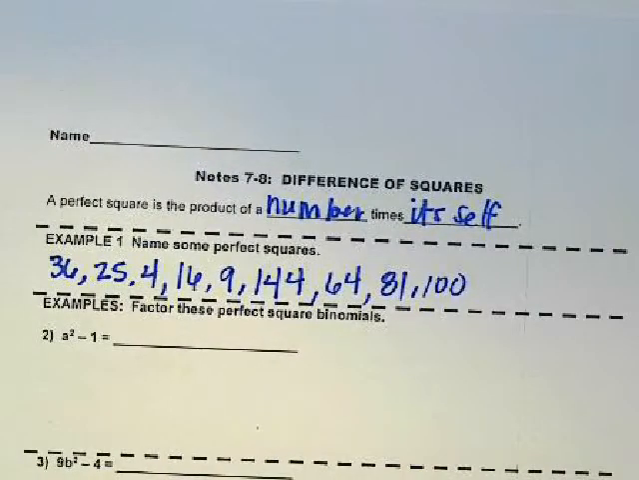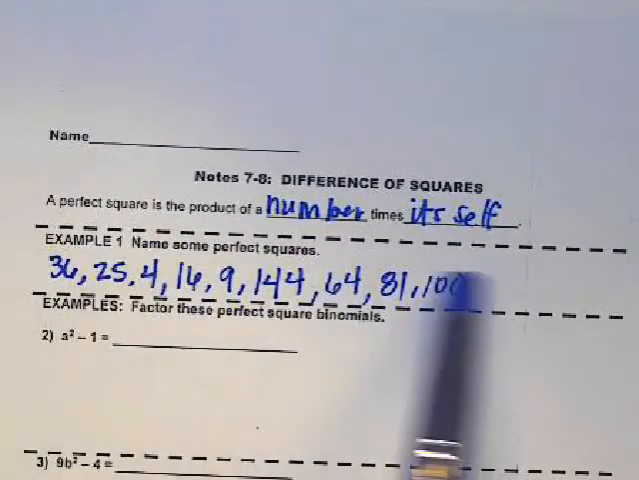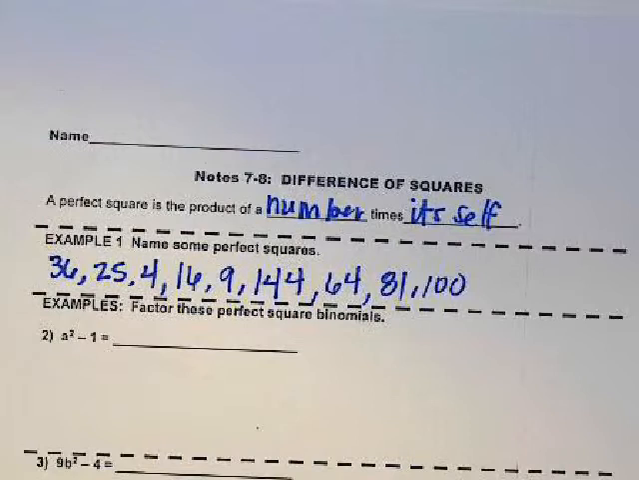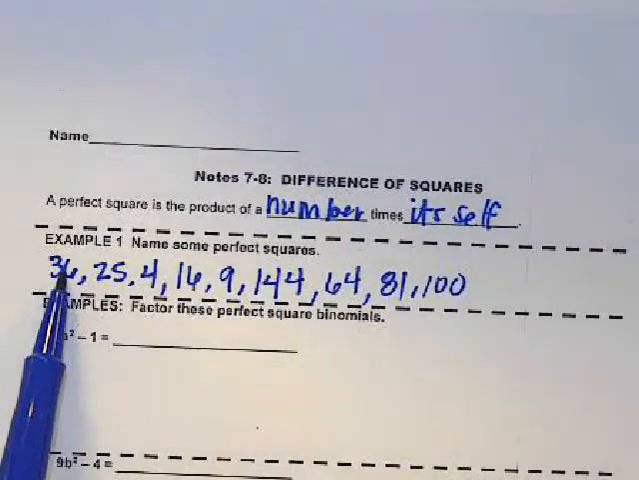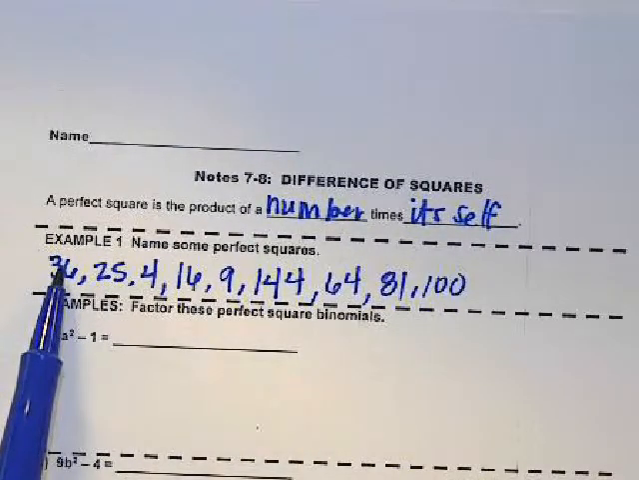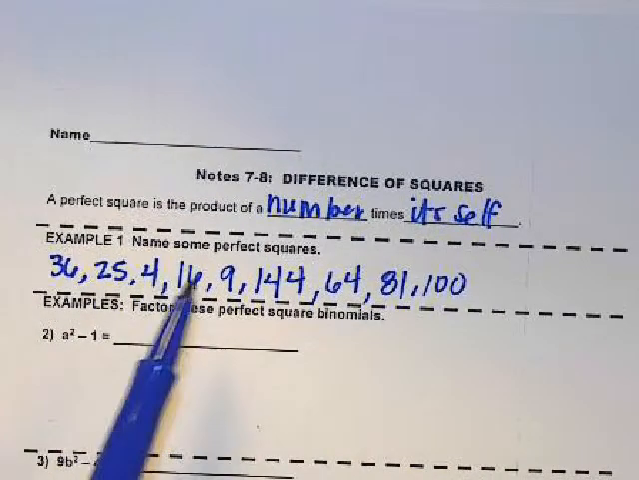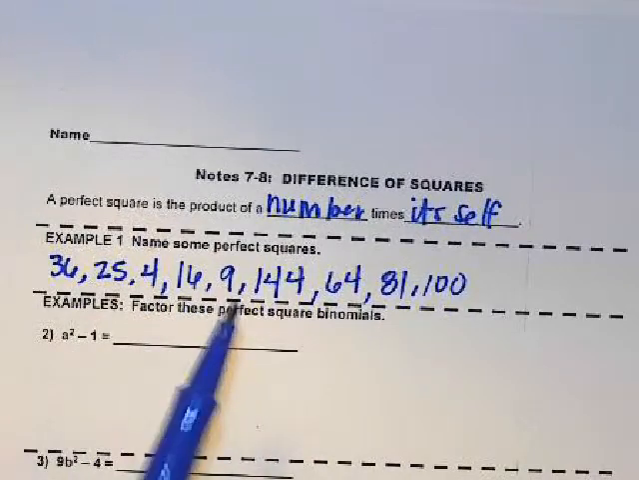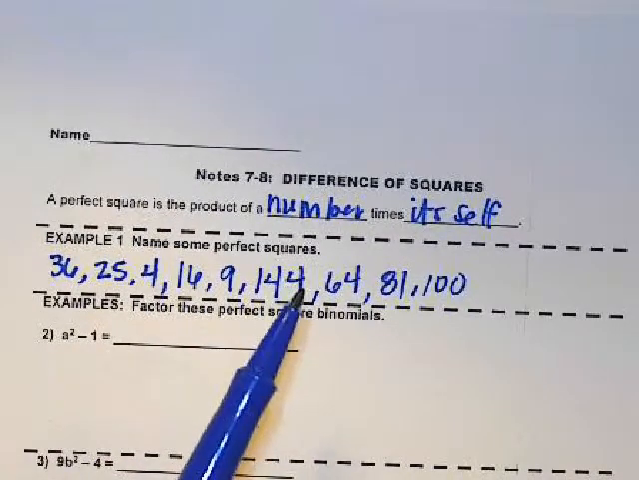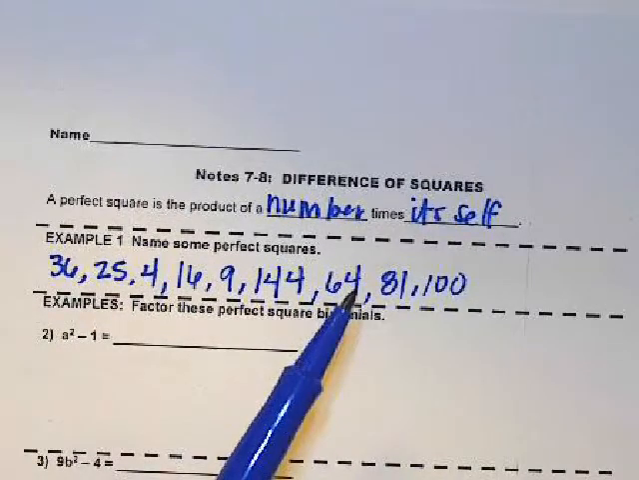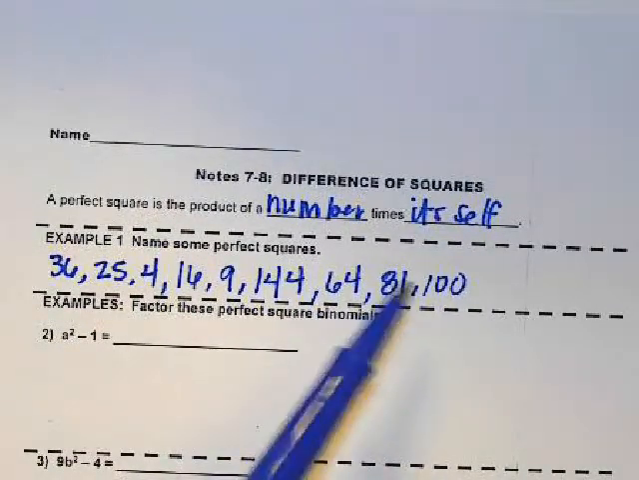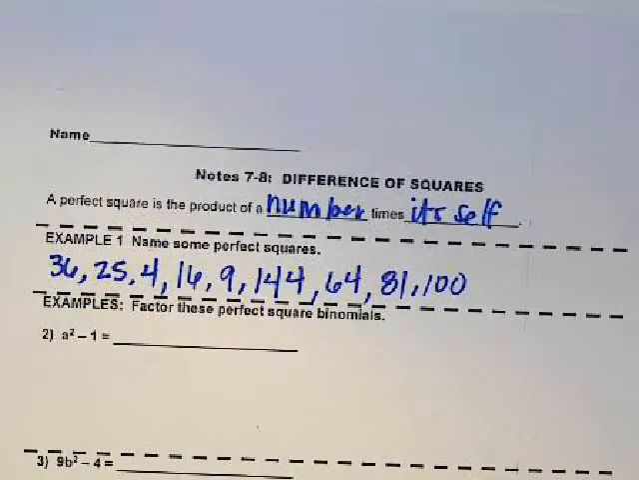Okay, you'll get the hang of what I'm talking about. Perfect squares are numbers that have a number times itself that will go into them. So 36 is a perfect square because 6 and 6 multiply together to get 36. 25 is 5 and 5. 4 is 2 and 2. 16, 4 and 4. 9, 3 and 3. 144 is 12 times 12. 64 is 8 and 8. 81 is 9 and 9. 100, 10 and 10. Okay, you with me? Everybody know what a perfect square is?